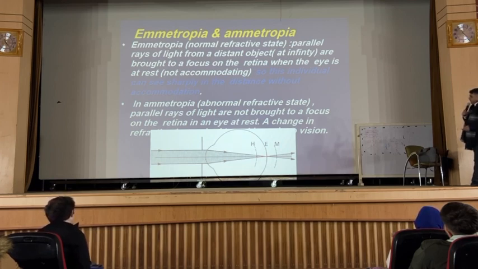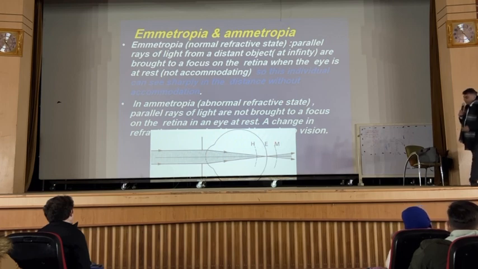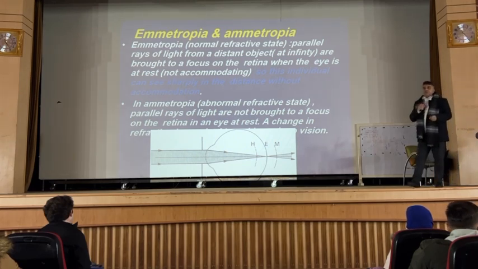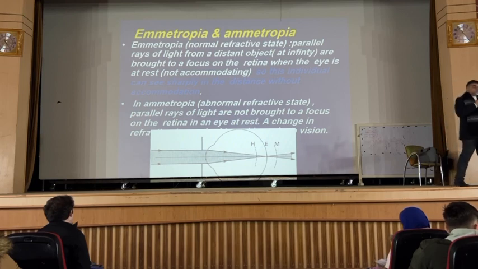In hypermetropia, which may be axial, the focal point is behind the retina. In emmetropia it is on the retina. In myopia, the eyeball is too long, so the focal point will be in front of the retina. Is it clear? Any question?